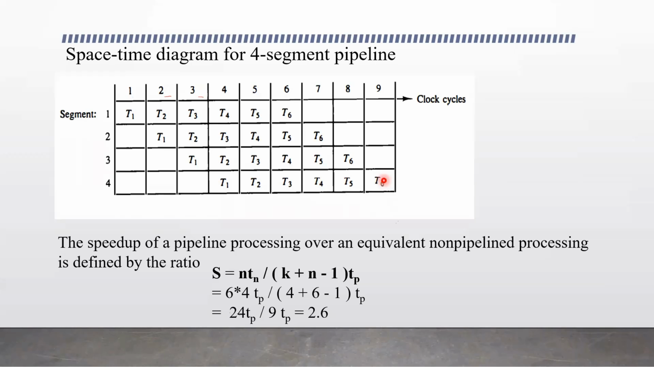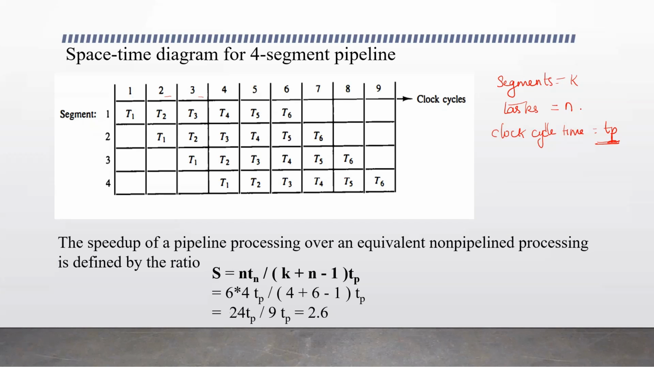So here, the total time required to complete when the number of segments is k, and the number of tasks we have is n, and the clock cycle time is TP. This TP we use for pipeline processing computers. In pipeline computers, the clock cycle time is referred to as TP. The number of segments is K, and the tasks are N.